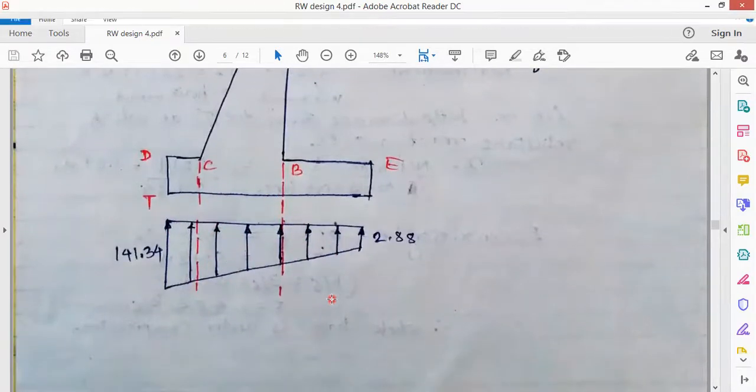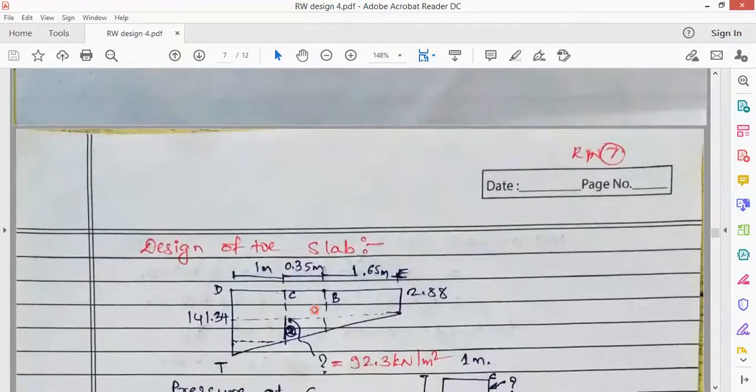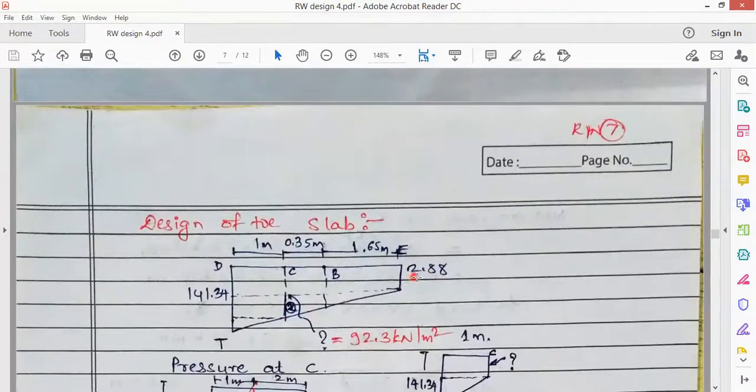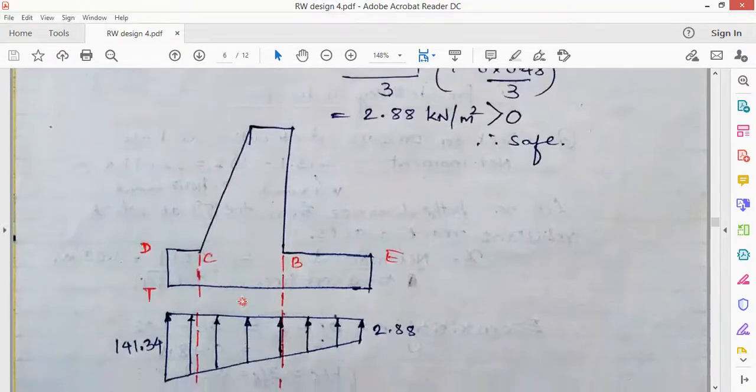So once we complete this, the next step is to go for the design. So now we are going to start with the design of the toe slab. So minimum pressure is 2.88, maximum is 141.34. As I said, I am going to design the toe slab, meaning this part. To design this part, what is the moment generated here? Once the pressure is calculated, we will find the moment, and for that moment the reinforcement bars required.